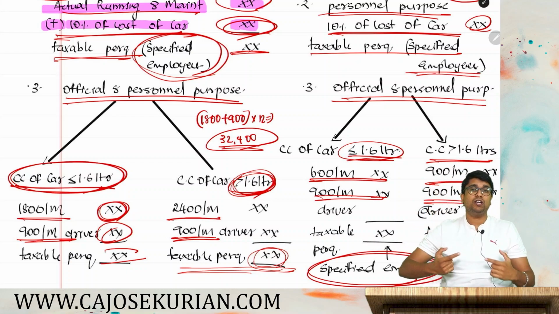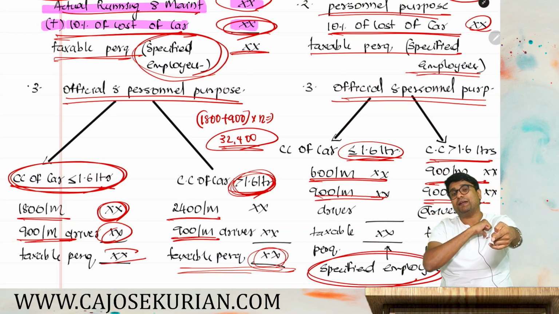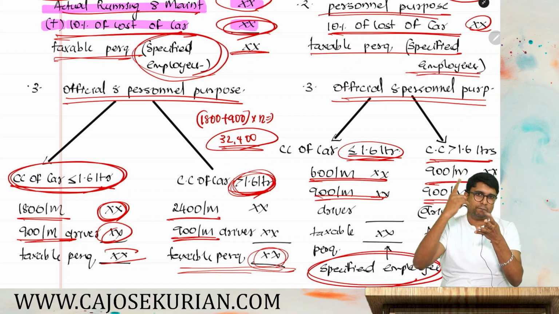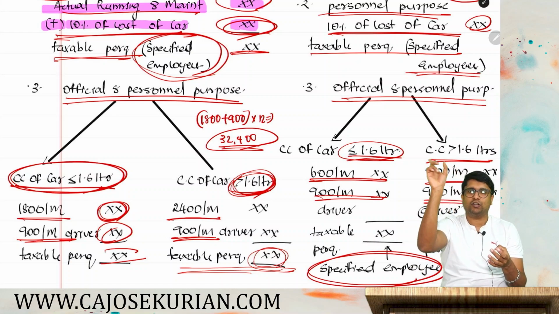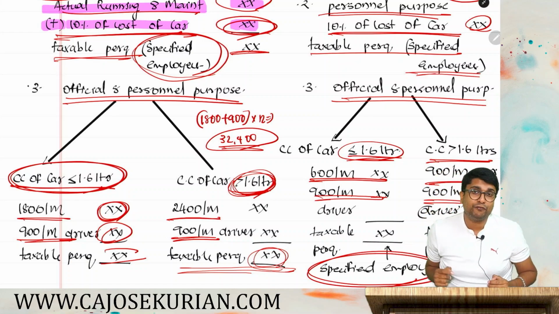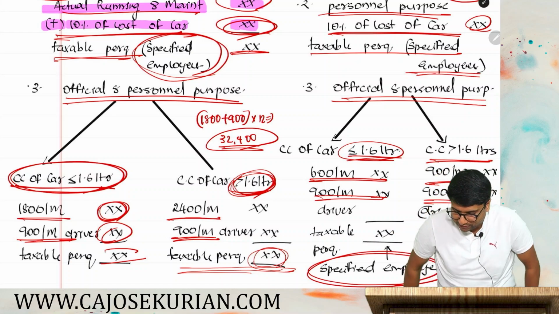If the car is owned by the employer, maintenance and running charges met by the employee, official purpose, no perk. Personal purpose, only ownership benefit. So, original cost of the car into 10% for a year. And what if it is used for official as well as personal purpose? Depends upon the cubic capacity.